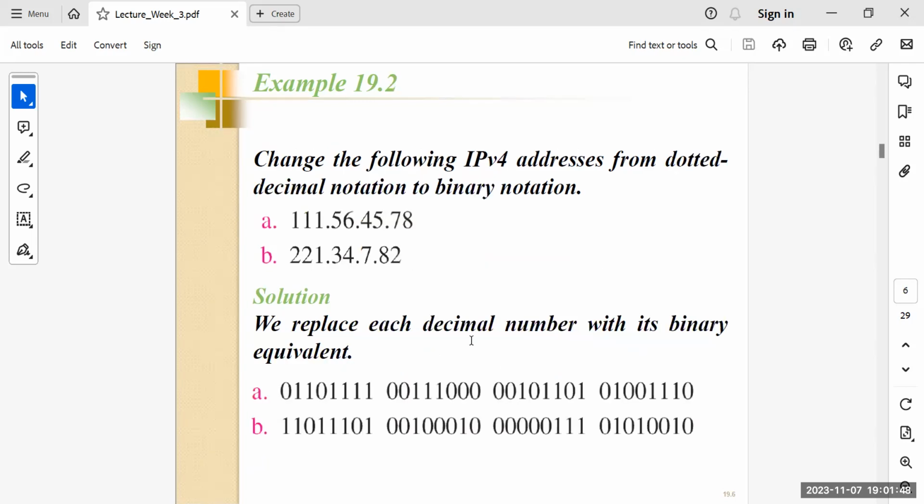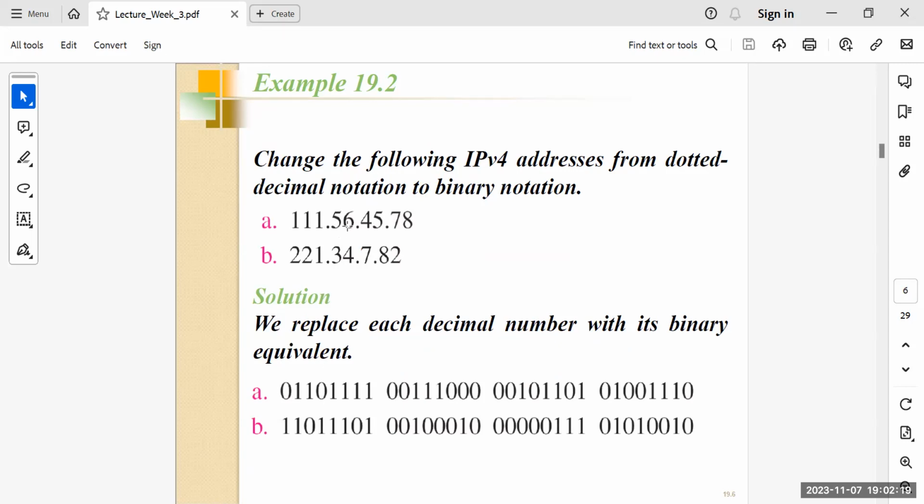So the next question is to change the following IPv4 addresses from dotted decimal notation to binary. Now we have the decimal number representation of the IP address, and we have to convert this to the corresponding binary number. Again, as far as 111 is concerned, you have to convert this decimal number to the corresponding binary, which is this. Again, you can compute it without a calculator or with a calculator, it's up to you.